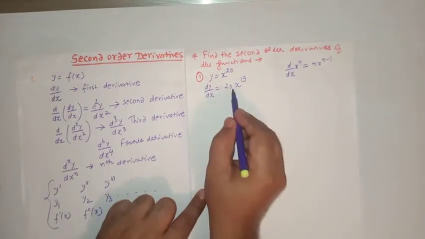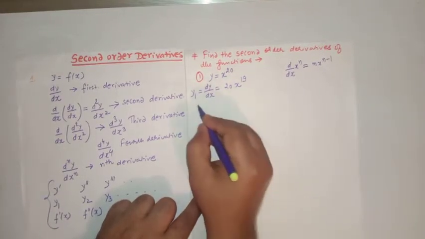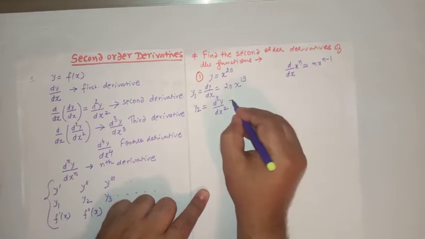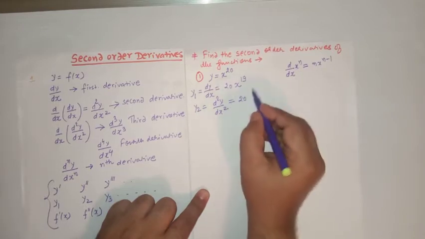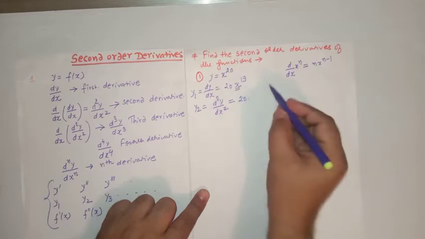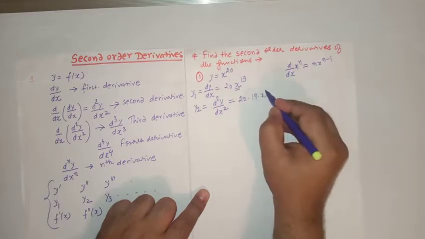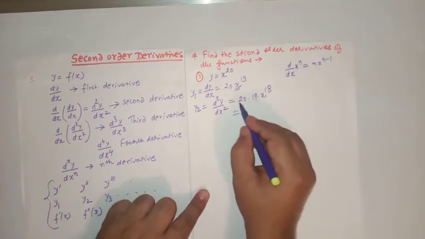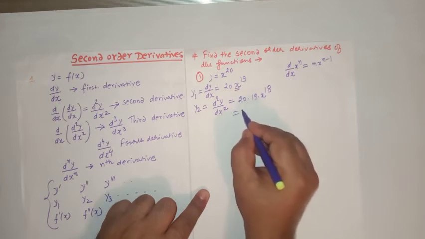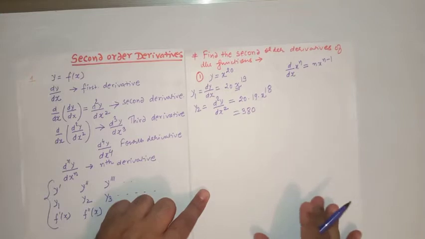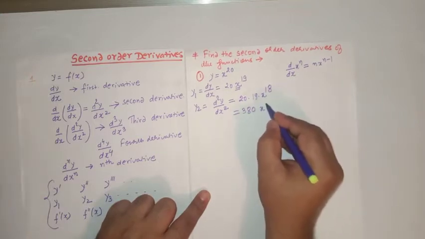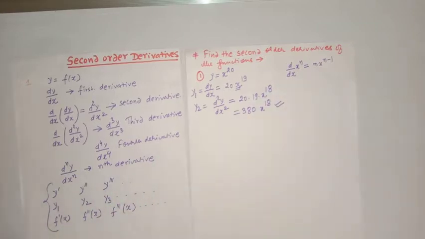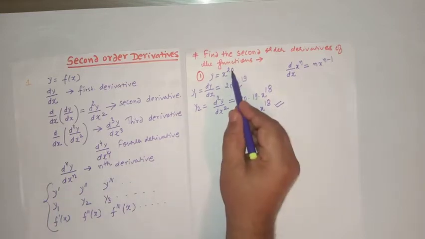Now this is the first derivative. We can also denote it like this. Now we have to find the second derivative, which is d2y over dx2. So 20 is a constant, so the derivative of x raised to 19 is 19 times x raised to 18. Again we have used this formula, right? So this is 19 times 20, this is 380. So this is 380 times x raised to 18. So this is the required second order derivative of this function, right?